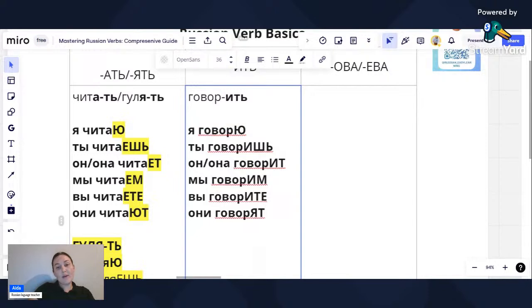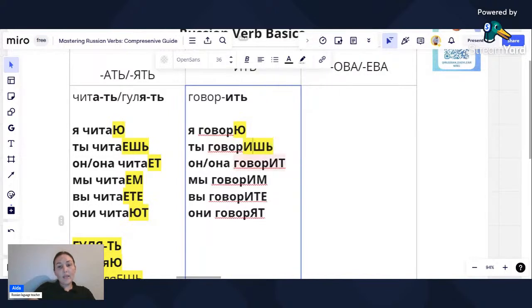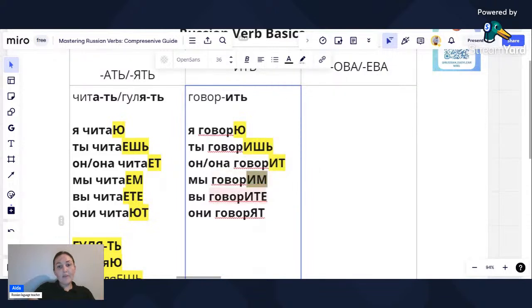Let's have a look one more time. So, я говорю, it means I speak. And we use ending ю. Ты говоришь. You speak. And we use ending ишь. Он, она говорит. He or she speaks. Говорит. And we use ending ит. Мы говорим. Okay, and we use ending им for мы. Вы говорите. Они говорят.